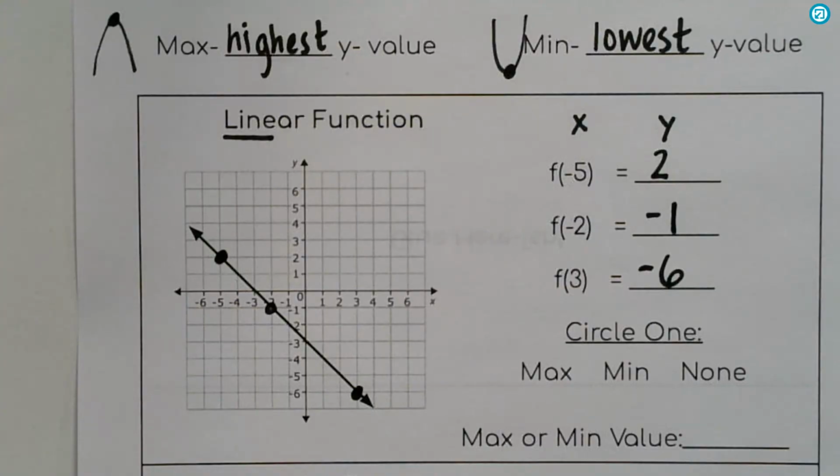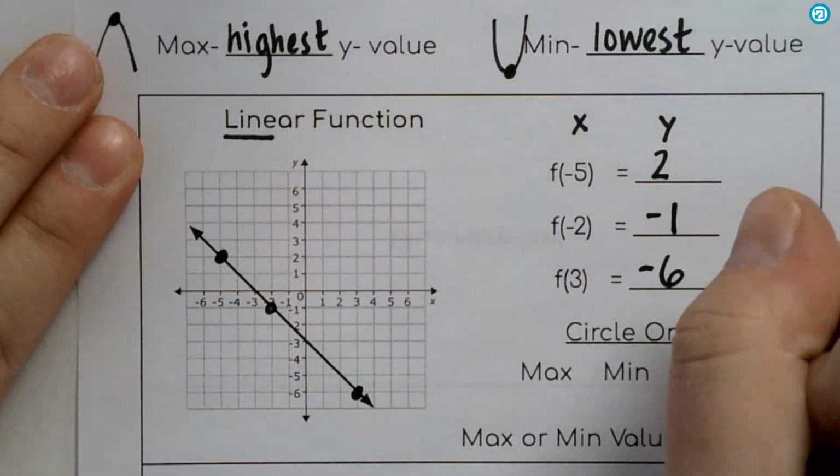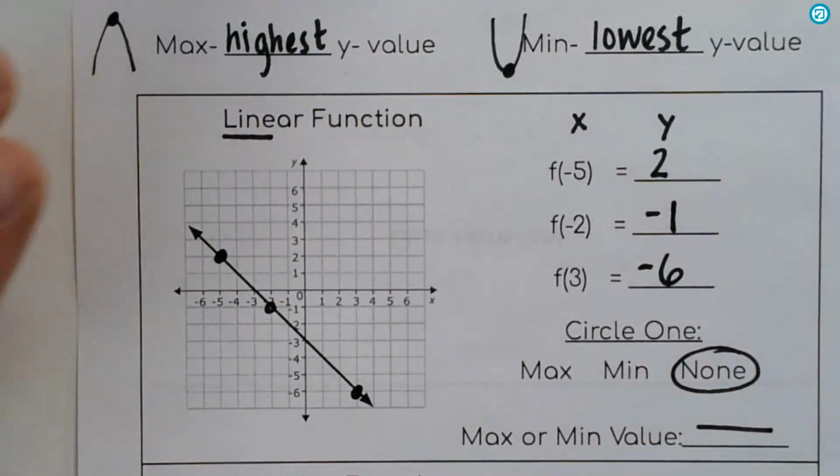Okay, then the last thing that you're going to do for these is you're going to look and see if they have a maximum, a minimum, or neither. So this one is a straight line, it does not have one set high point. It keeps going forever to the top. It does not have one set low point. It keeps going forever down. So this one has neither a max or a min. So none. And we just mark that line off because we don't need a value, because there is no value.